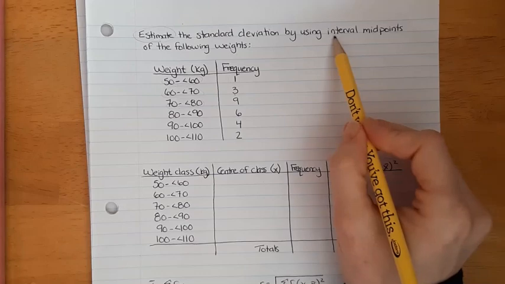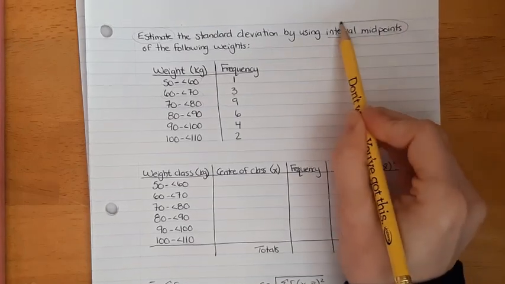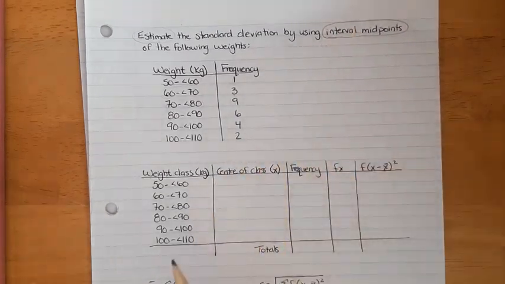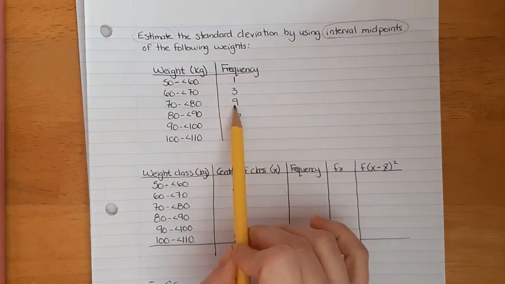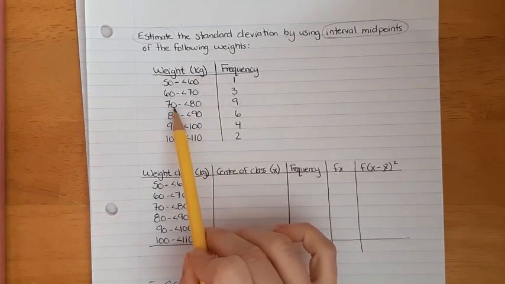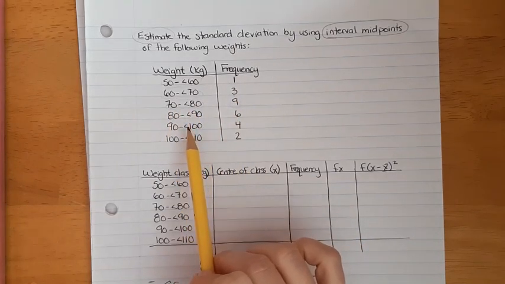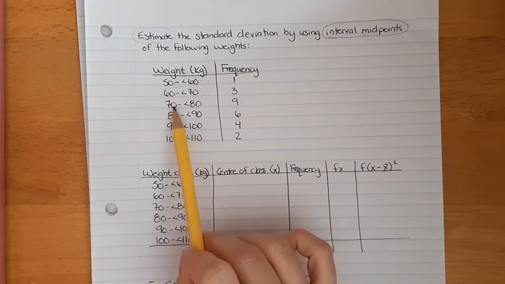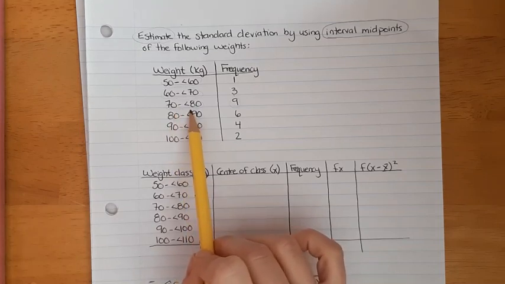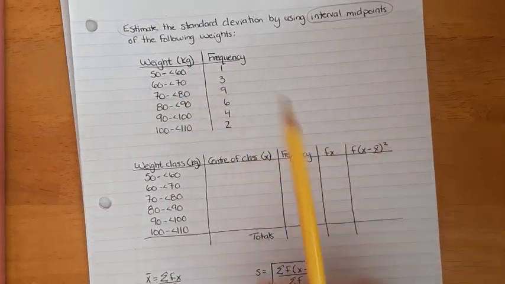And that's why we end up using interval midpoints, because we don't know the exact values. We don't know what these 9 values are. We just know that they fall in between 70 and less than 80. They might all be 70. They might all be 79.9. We just don't know. And so on.